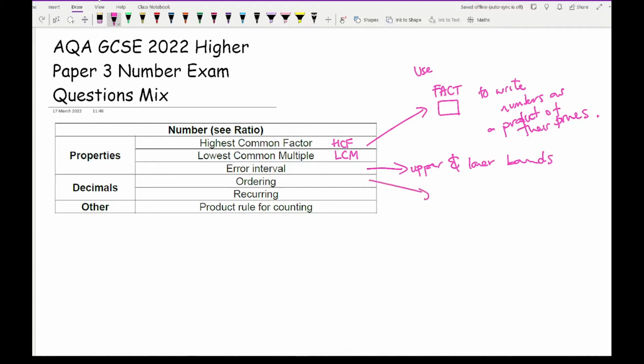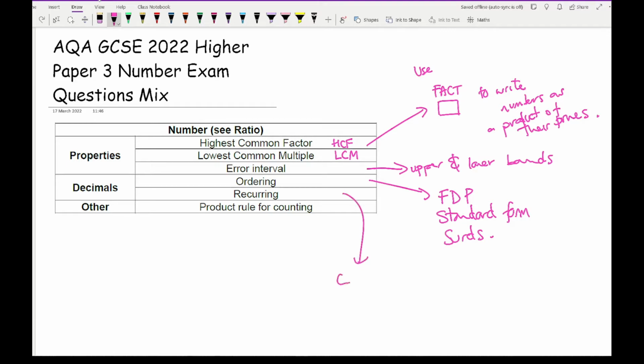Ordering, well, that can come from several things. It can come from ordering fractions, decimals, percentages. I've seen standard form ordering come up. I've seen surds come up in ordering. So just being able to order things, and remember, ascending means smallest to largest and descending means largest to smallest.